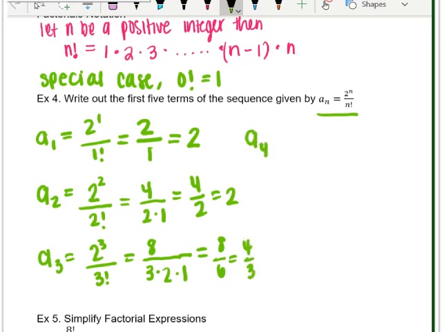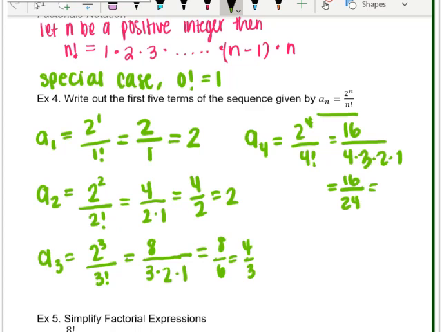Okay, then we have a to the 4. That's 2 to the 4th over 4 factorial. So that's going to be 16 over 4 times 3 times 2 times 1. And then I'm going to multiply all that out. 24. And then I'm going to simplify this. So I'm going to divide both of these by 8. Okay, and then that would be our answer.